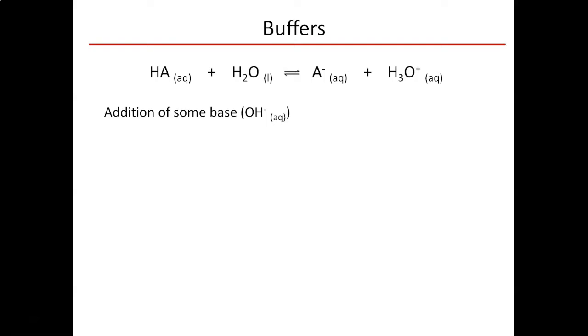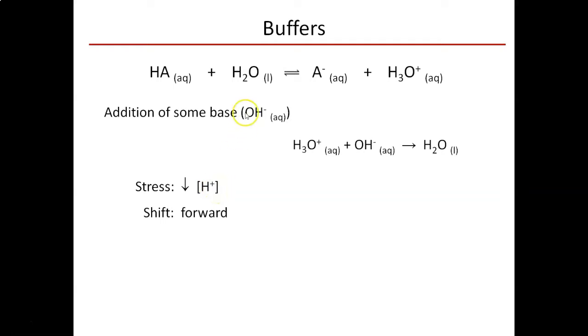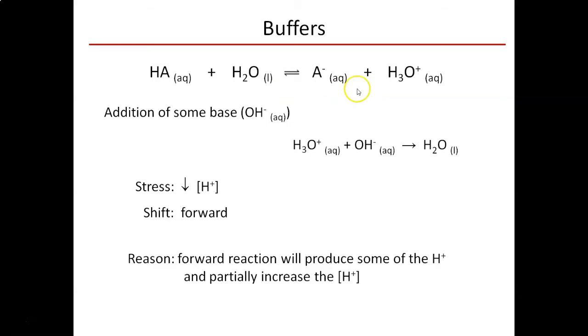Likewise, if I add some hydroxide to my same buffered solution with my weak acid and its conjugate base, the hydroxide will react with my hydronium ion to produce water. This will stress my system by decreasing the concentration of my proton. So as a result, my buffer solution equilibrium will shift in the forward direction, to produce some hydronium ion and partially increase its concentration.